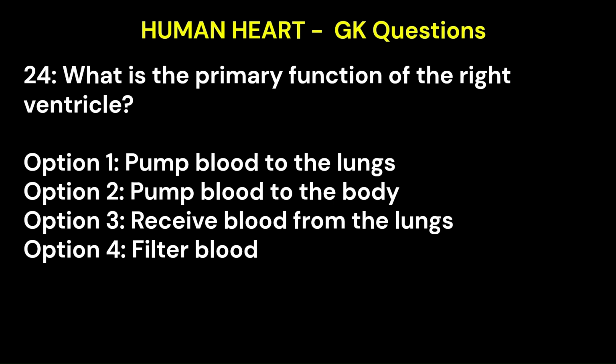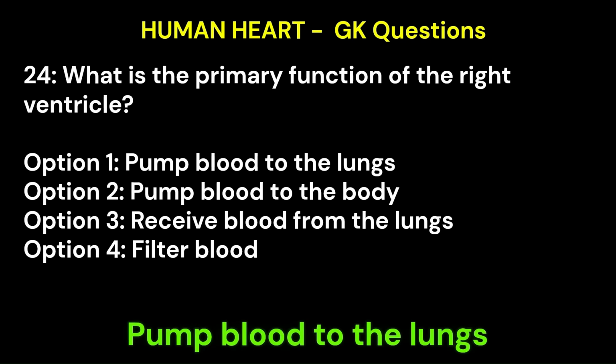Question number 24. What is the primary function of the right ventricle? The options are: Option 1, pump blood to the lungs. Option 2, pump blood to the body. Option 3, receive blood from the lungs. Option 4, filter blood. The correct answer is pump blood to the lungs.